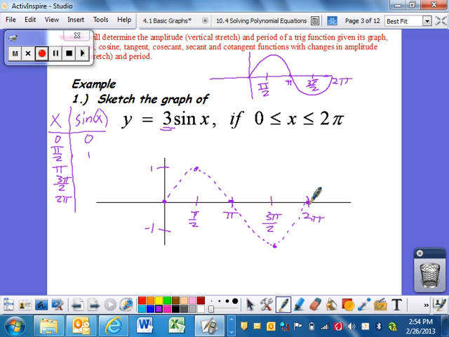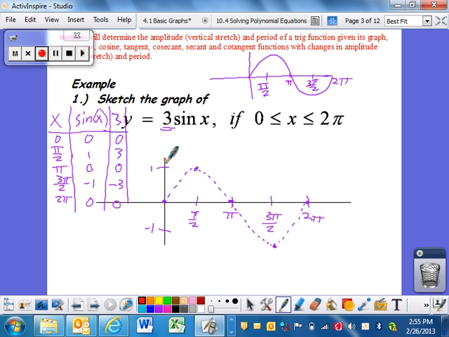So now if we take our points, fill in the rest of this chart, back down to negative 1, back up to 0. So if we take that, and just like with this 3 here, all we have to do is multiply our whole thing by 3. So 3 times 0, we end up getting 0. 3 times 1, we get 3. 3 times 0, we get 0. 3 times negative 1, we get negative 3. 3 times 0, we get 0 again. So now all we have to do is adjust our figure.